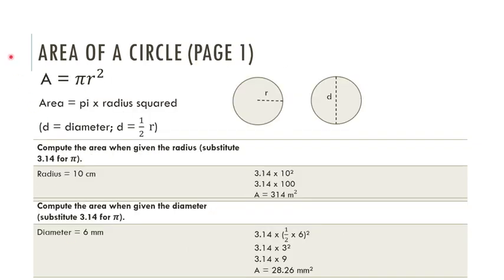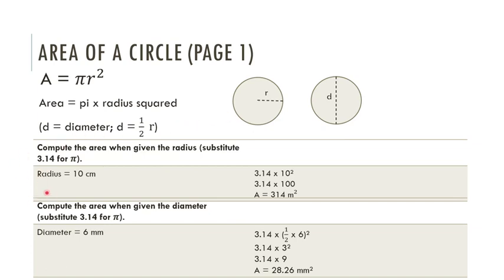Okay, so for our last formula, we've got the area of a circle, which is area equals pi times the radius squared. Now, the radius, again, is that dimension that measures from the center of a circle to the edge of a circle. The diameter might be given instead of the radius. Just note that the diameter is double the size of a radius. So if you're given the diameter, just divide it by 2, and that will give you the radius.